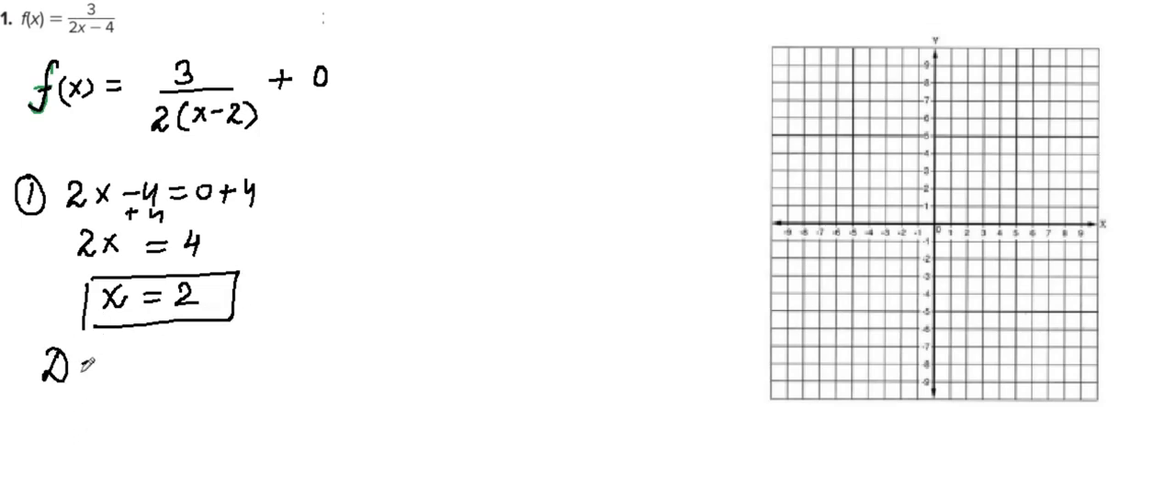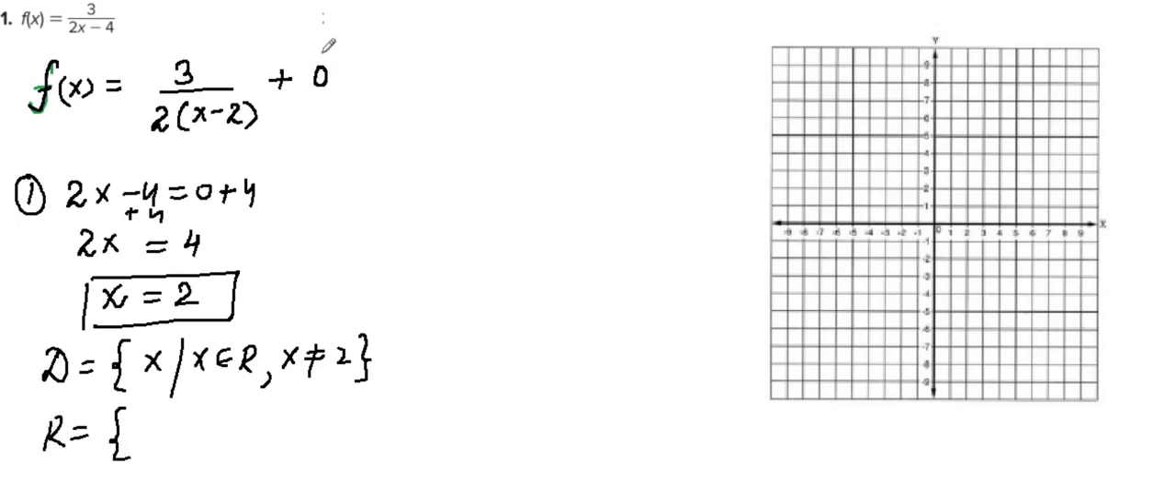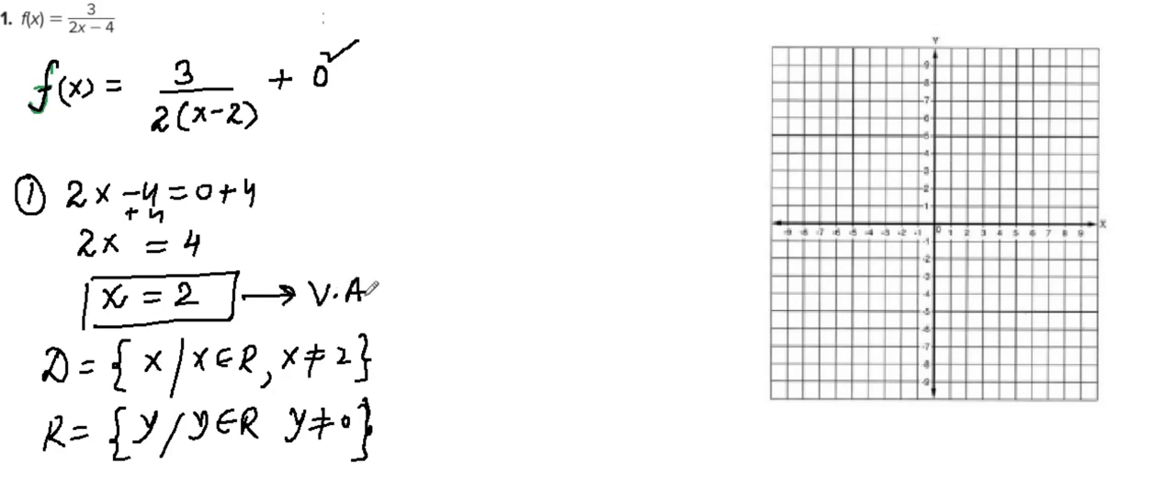So domain: x belongs to real numbers, and x should not be equal to 2. Range: k is 0 here, so y belongs to R, y should not be equal to 0. Asymptote: this is the vertical asymptote. Horizontal asymptote is the k value. So y = 0 is the horizontal asymptote. That's it. Then we can draw the graph of this.